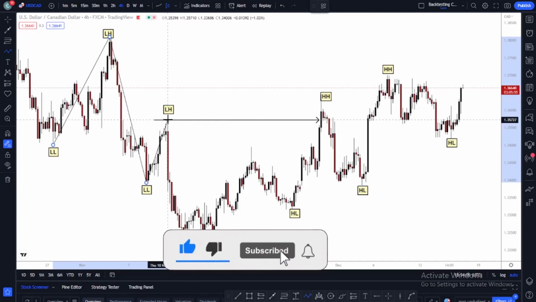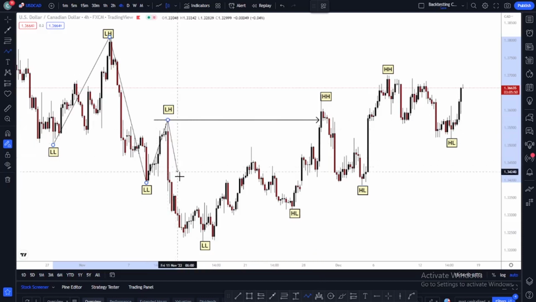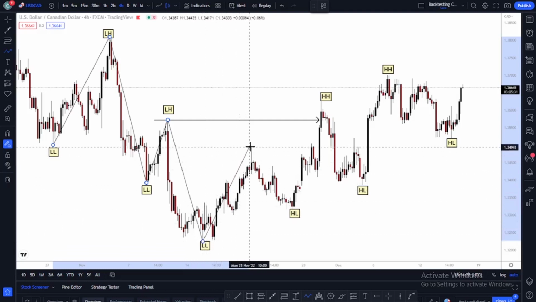Do you get me? So after it created this lower high, what did it do? It continued back down to create a new lower low. After this new lower low was created, what did price do next? It goes back up to create a new lower high.